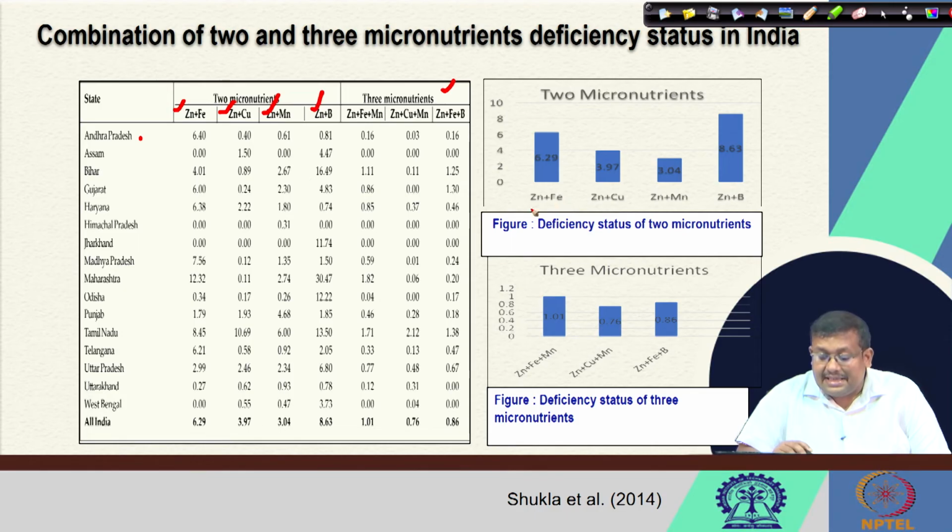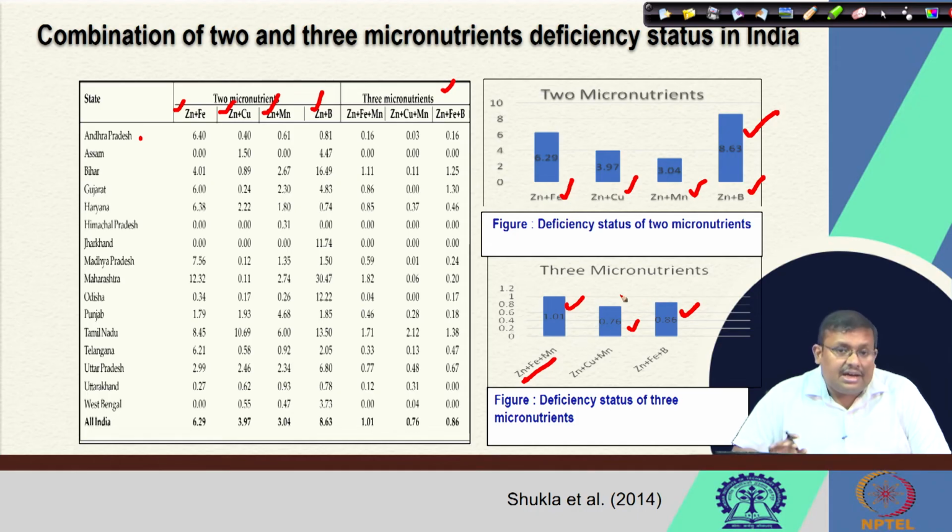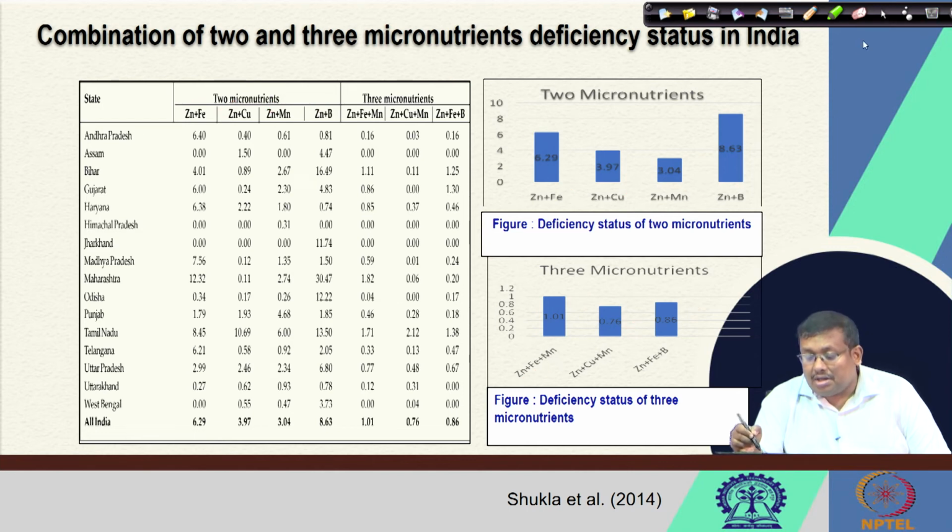So, you can see zinc plus boron shows the maximum deficiency symptoms, followed by zinc plus iron, and then zinc plus copper and zinc plus manganese. So, when we consider two micronutrients combination, zinc plus boron accounts for the major micronutrient deficiency in the plants. In case of deficiency status of 3 micronutrients, zinc, iron, manganese shows the highest deficiency, followed by zinc, iron and boron, and zinc, copper and manganese. So, these are the status of micronutrient deficiency in different parts of India.